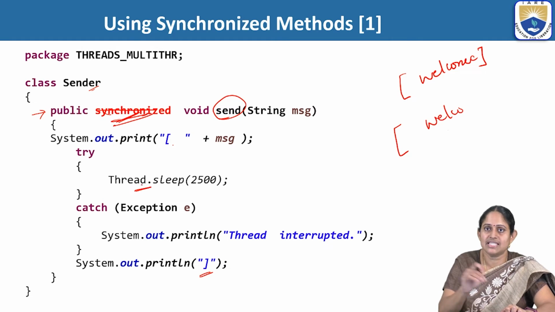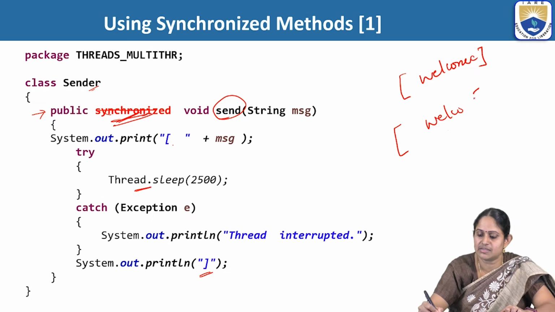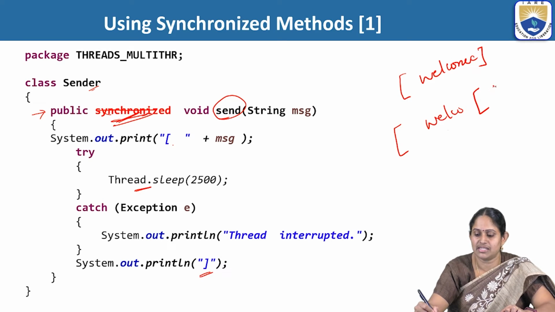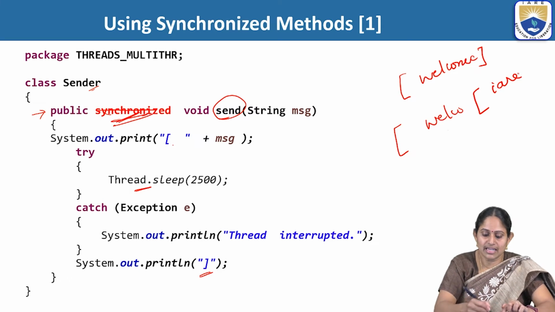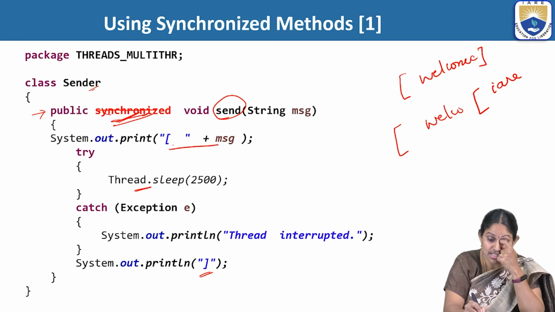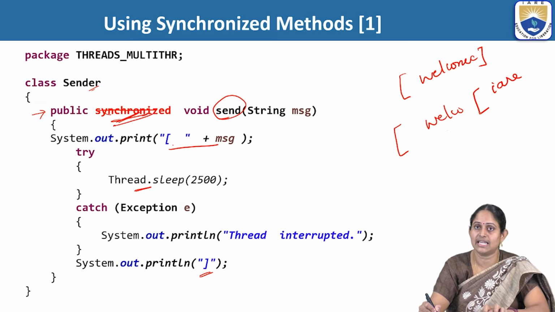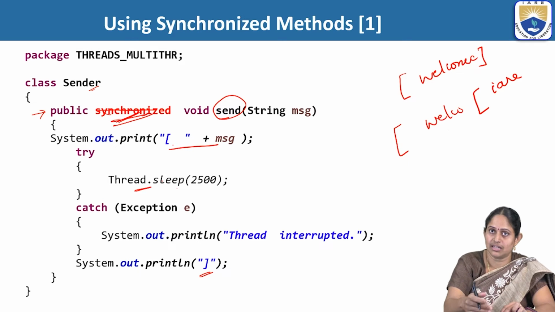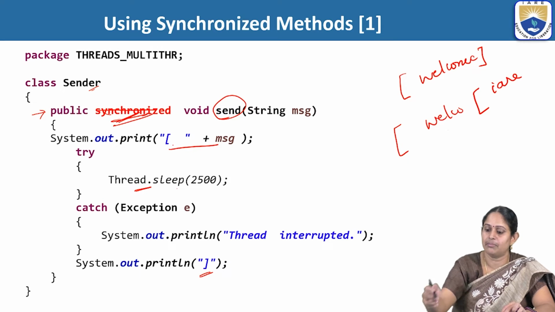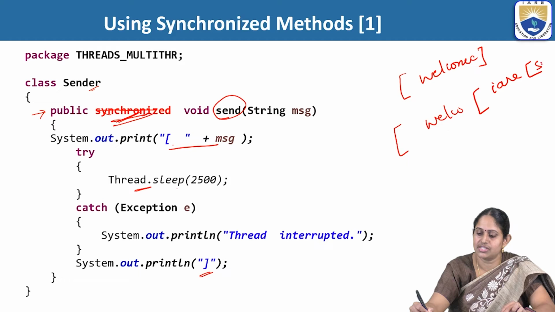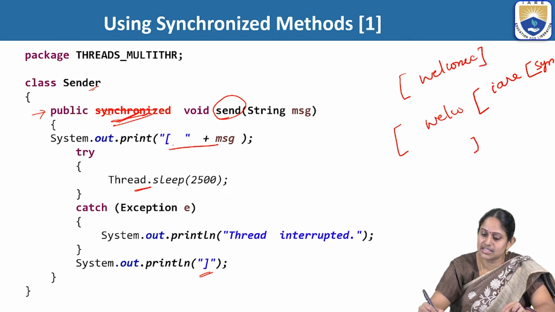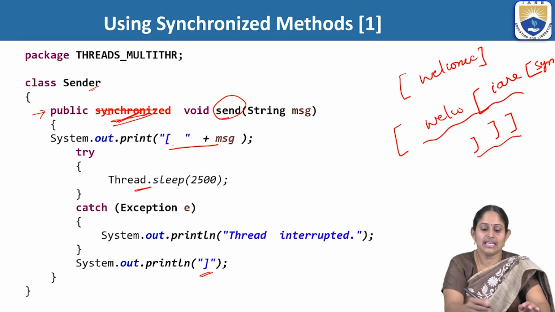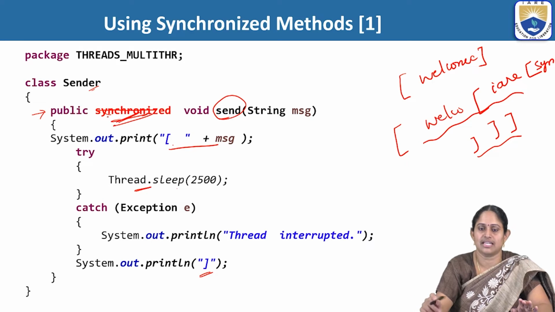When it sleeps, the second thread will get executed. The second thread will display its square bracket and its message, let's say IARE. After this message is printed by the second thread, it will go to sleep. When that goes to sleep, if the first thread has woken up, then it will execute, or else the third thread which is alive will be executing. So you get the message like this, and then the three square brackets will be displayed. So you get the output in an interleaved manner in case we don't use the synchronized keyword.